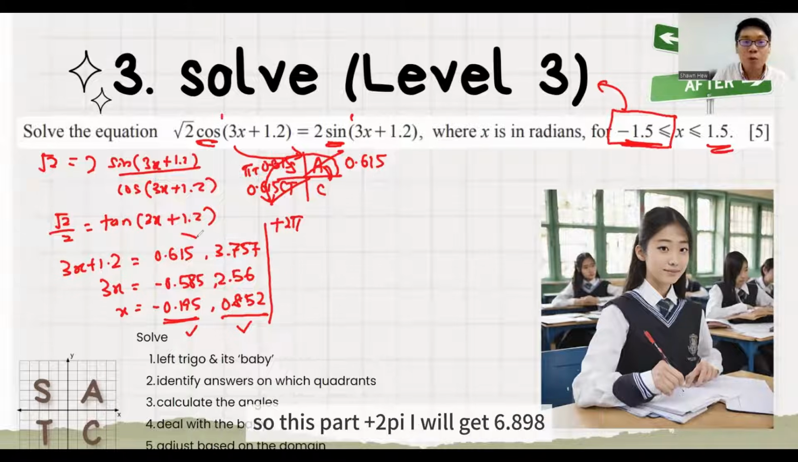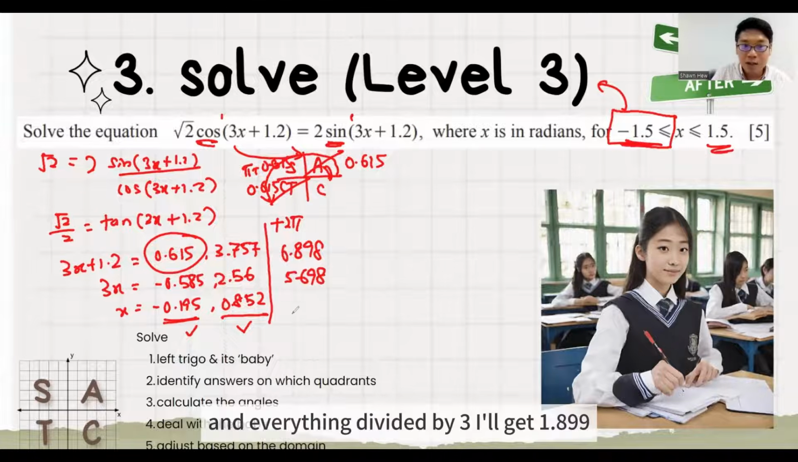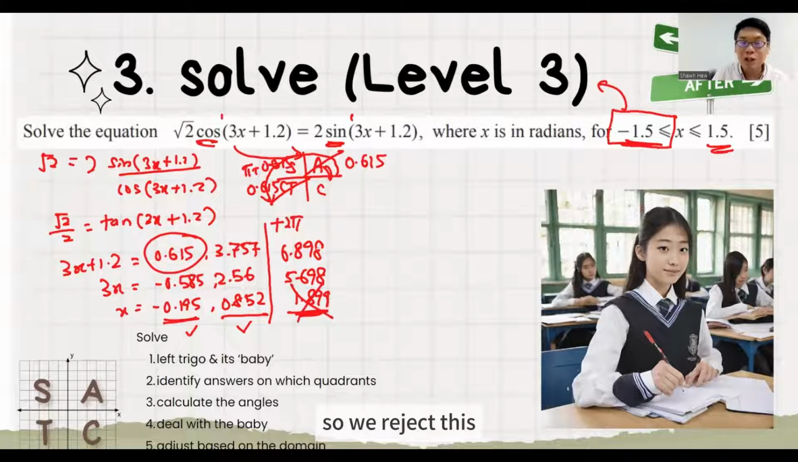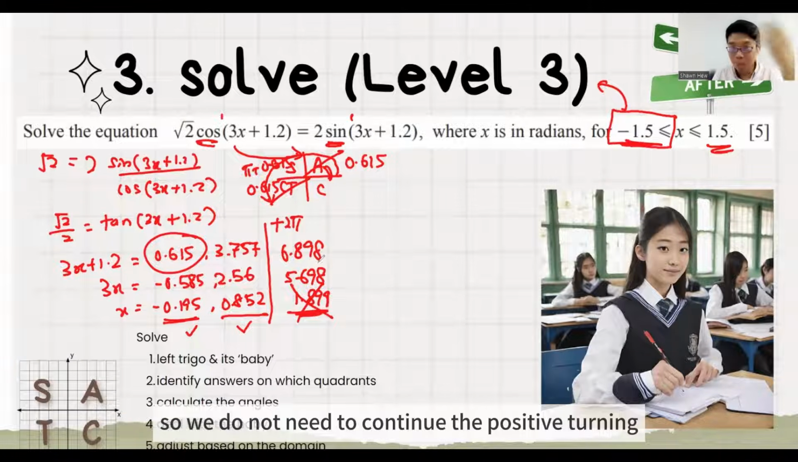plus 2 pi. So this part plus 2 pi, I will get 6.898. And then everything divided by 3, I'll get 1.899. But unfortunately, this value is already more than 1.5, so we reject this part. So we do not need to continue the positive turning.